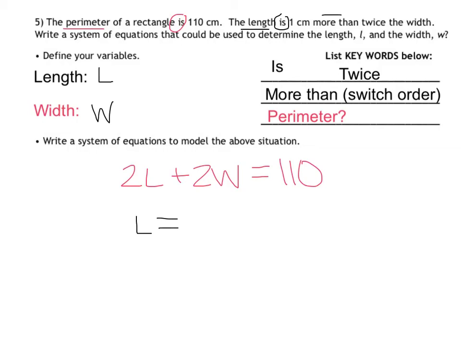Now here's where we have to be careful because the next keyword there was "more than." And we hopefully remember that when we see more than, it means the order changes. So let's deal with the second part first. Twice the width. Twice we know means 2 times width, which means W. So twice or 2 times W. More than we know is addition. So twice the width plus 1 centimeter.